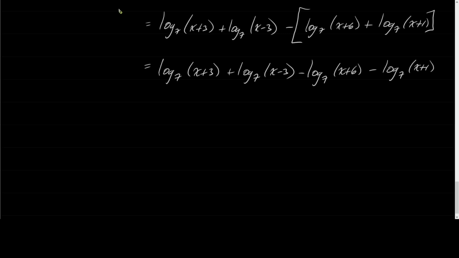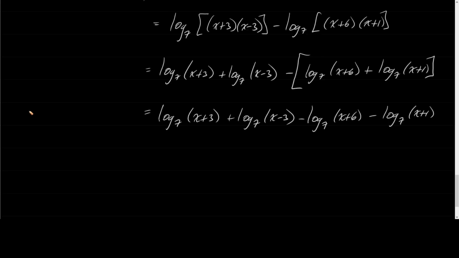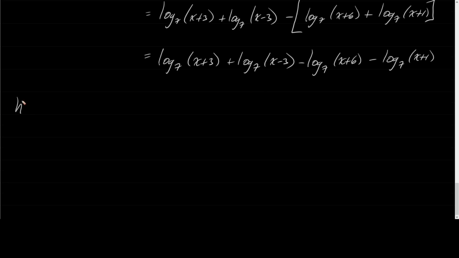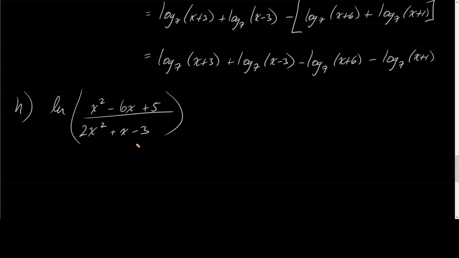Let's do another one. Let's say that I have, what was that, G? Right, yeah, so H. Let's say that I have ln of (x squared minus 6x plus 5) over (2x squared plus x minus 3).